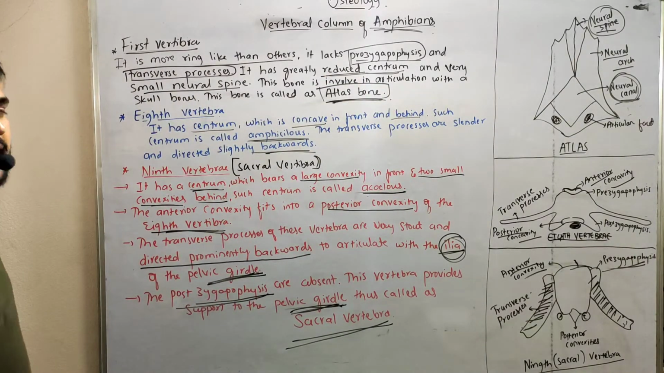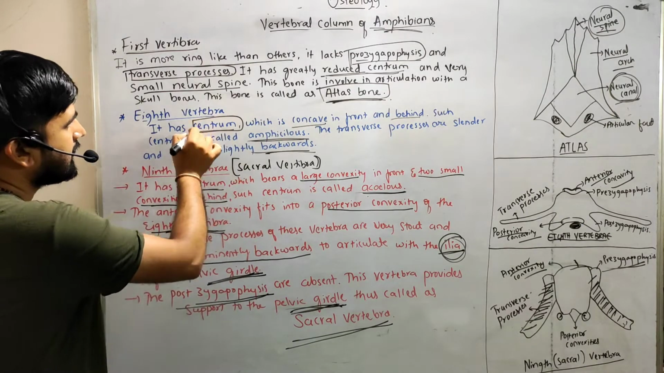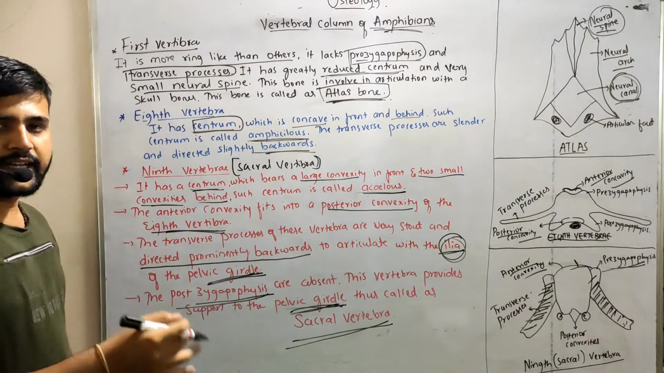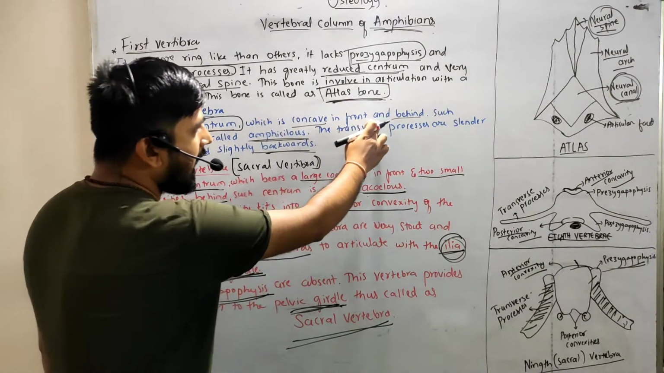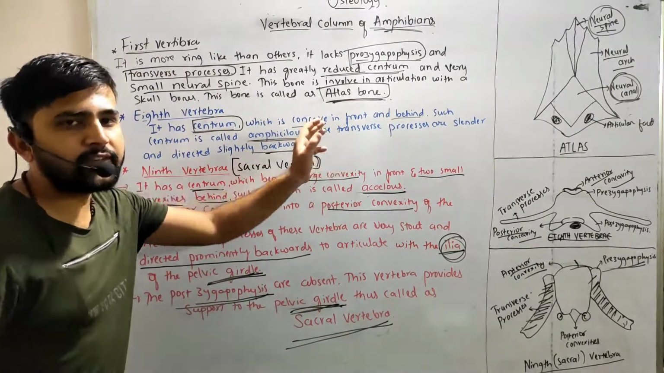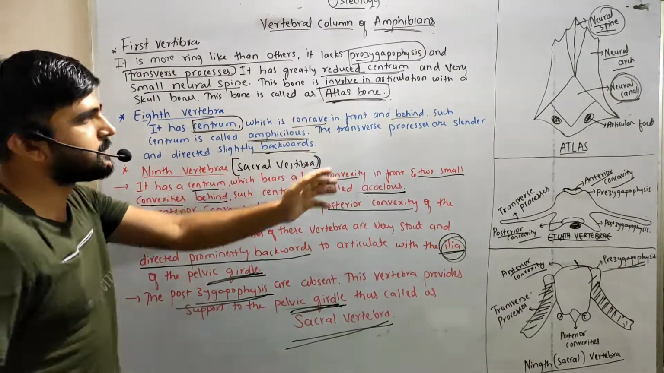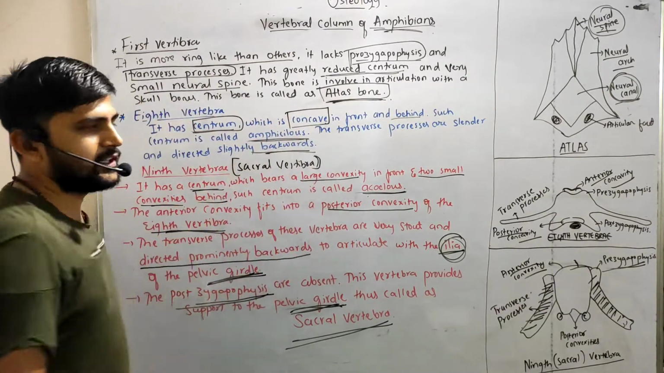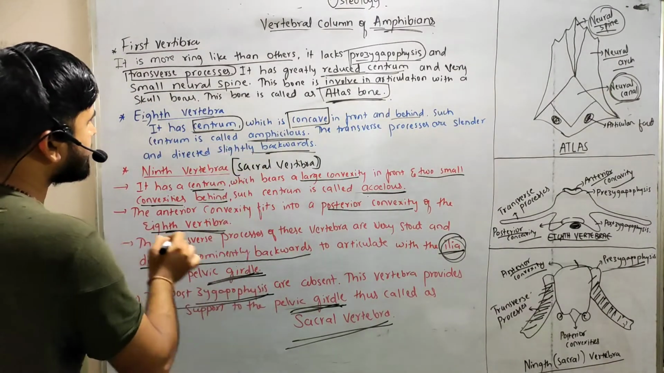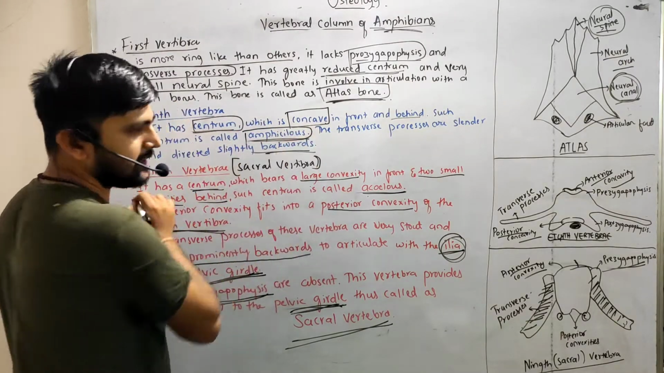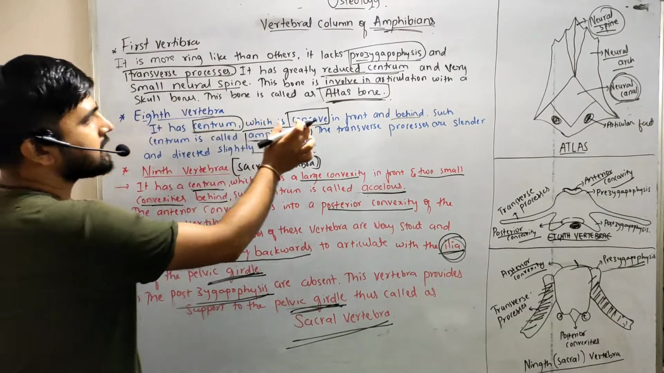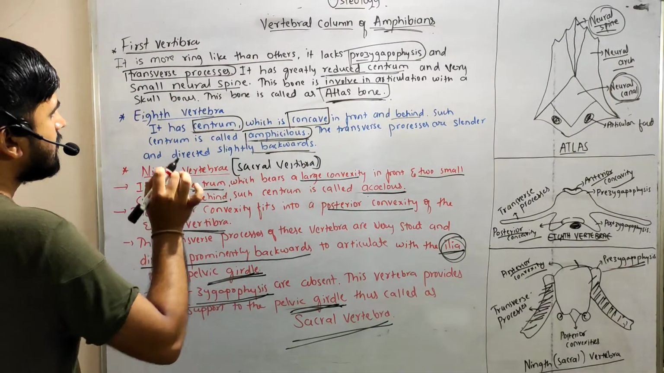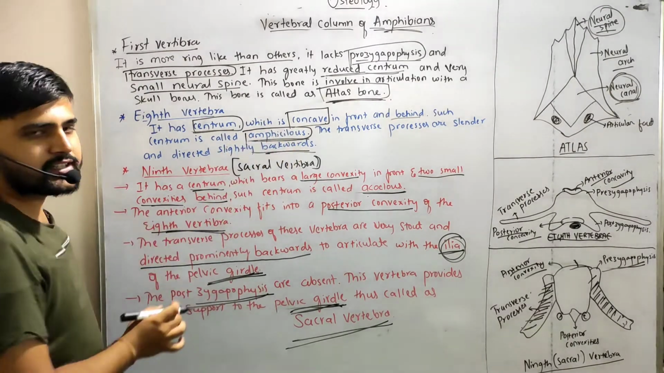Okay, the second one is the eighth vertebra. The eighth vertebra has a centrum like other vertebrae, which is concave in front and behind. At both faces, front as well as behind, it is concave in shape. That's why this centrum is called amphicoelous. Amphi means both sides, so both sides of this vertebra are concave. That's why this centrum is called the amphicoelous centrum.